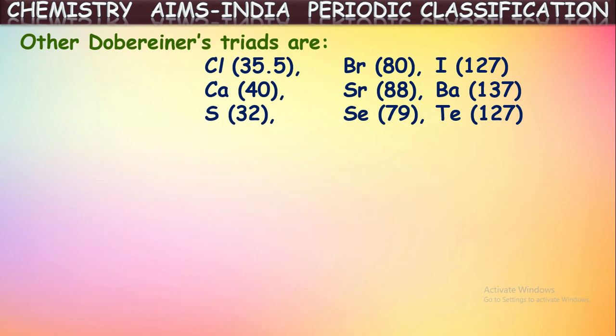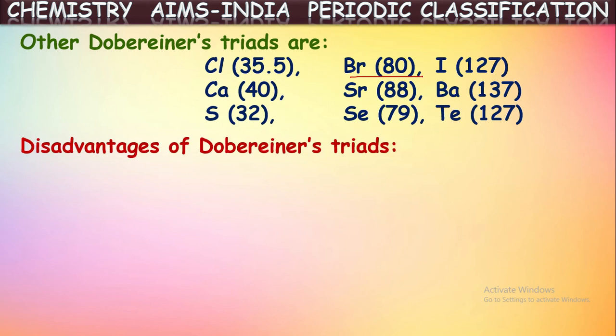Okay, let us see some more examples of these Dobereiner's triads. One is chlorine, bromine, iodine. Here also, if we take the arithmetic mean of the atomic mass of chlorine and iodine, we will get a value which is near to the atomic mass of bromine. Okay, next set: calcium, strontium, barium. One more triad: sulfur, selenium, tellurium. In this way, he classified the elements into sets of three elements called triads.